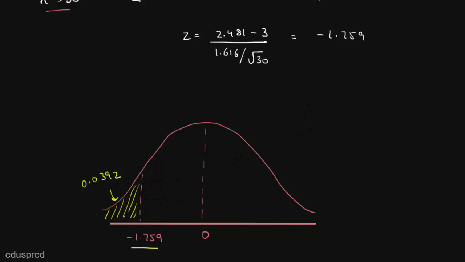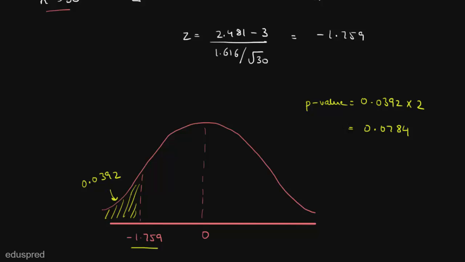To find the correct p-value, you have to multiply this probability by 2. So the p-value is equal to 0.0392 multiplied by 2, and this is equal to 0.0784. So this is your p-value.